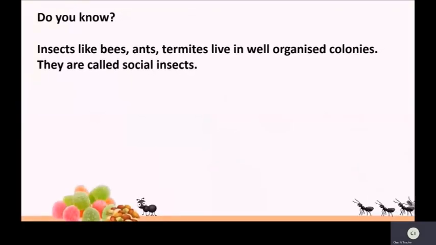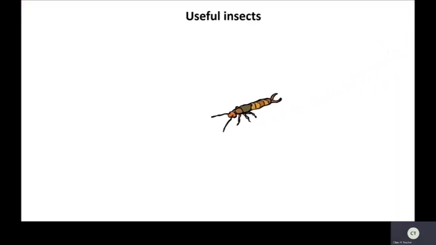Do you know insects like bees, ants, termites live in well-organized colonies? They are called social insects. See here? Yes, they are called social insects.